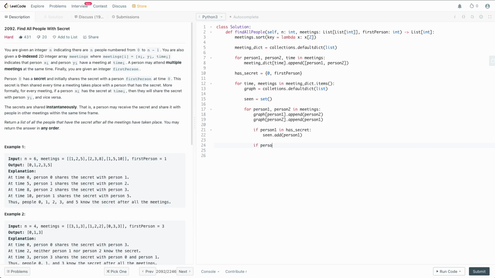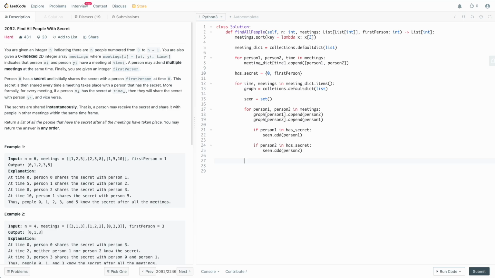So we're going to say if person 2 in has secret, then we want to say seen.add person 2. Okay, at this point we have built our graph.